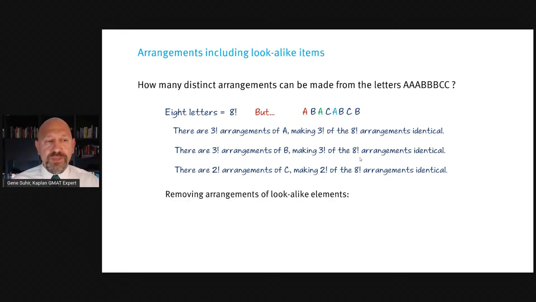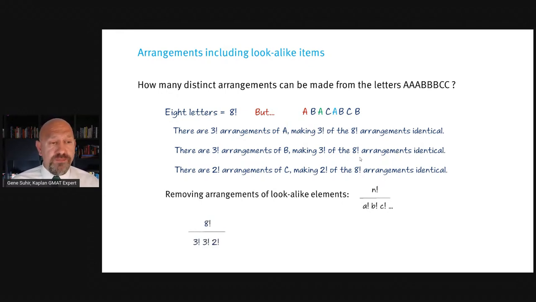So what we do then is we follow this model. You start by just treating them like they're all distinct entities, in this case, 8 factorial, but then you divide out the number of possible arrangements for each type of entity.